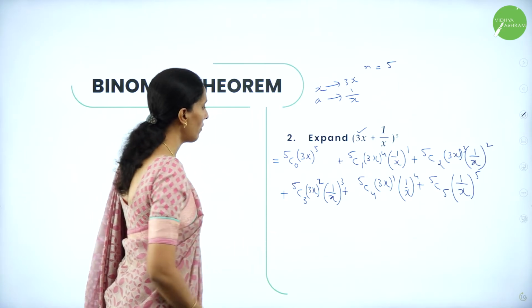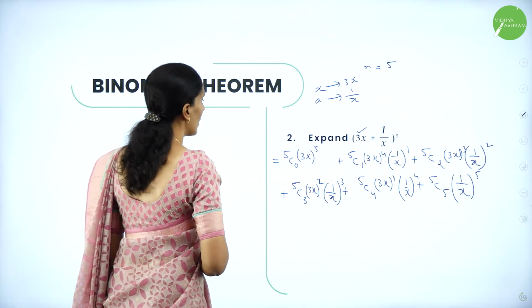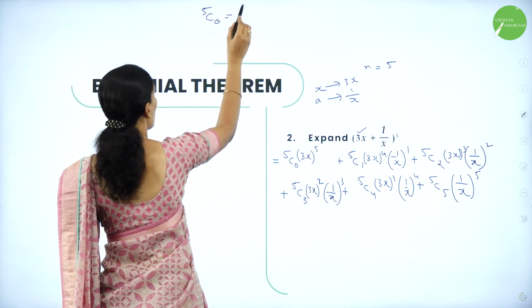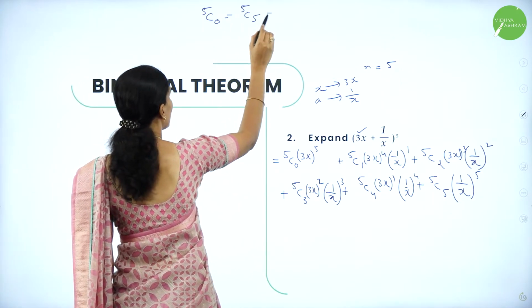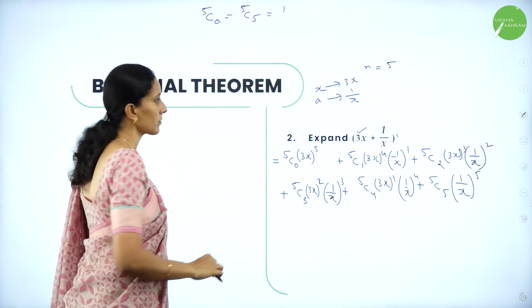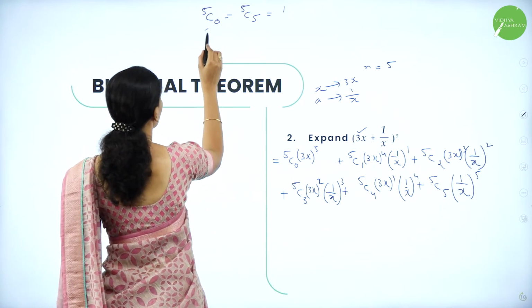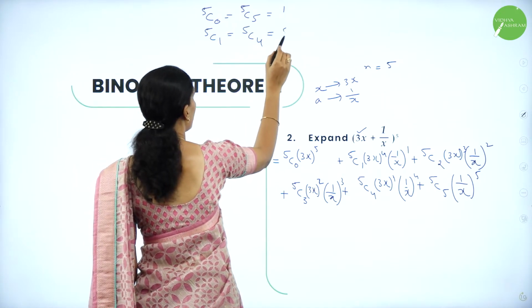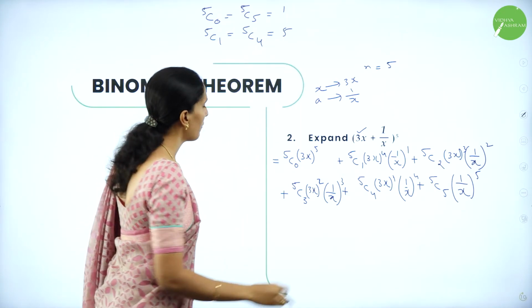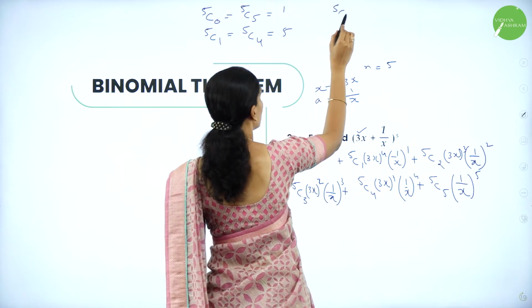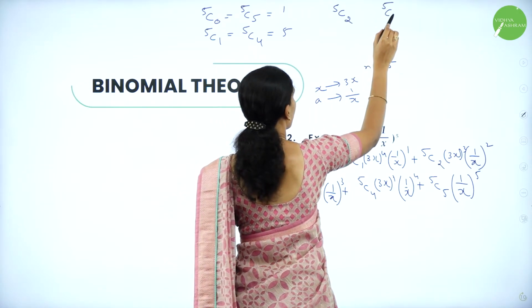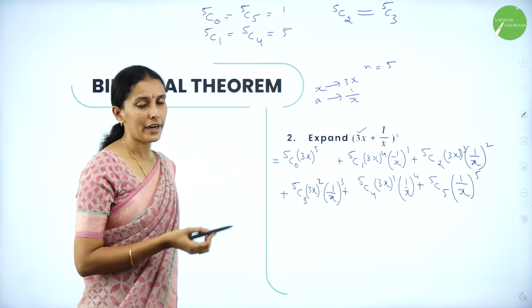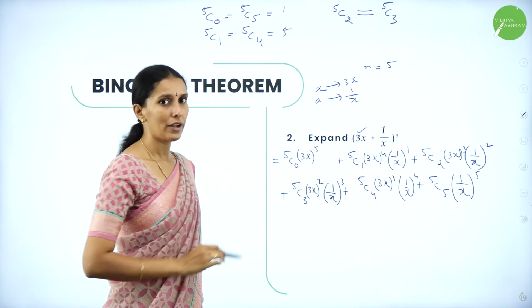Now, we'll solve it. Using the properties of combination, 5C0 or 5C5 is nothing but 1. Again, 5C1 and 5C4 is nothing but 5. So what I am left with is 5C2 and 5C3. Both are equal. If you find the value of one, you can find the other.